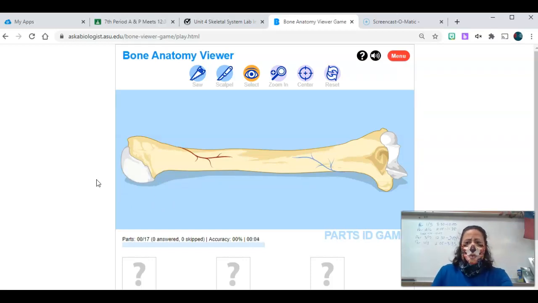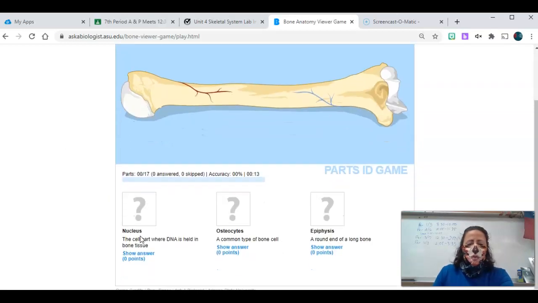All right, so this is the view of the bone. It's just a regular long bone. And you'll notice right here we have the name, nucleus, and then we have the description. So that's what I was saying. If you just click on the part, only the word nucleus would appear. If you just clicked on the clue, only this clue would appear. But since we clicked both, we'll get both the word and the clue, and that's going to make it a little easier. So we're talking about a nucleus.